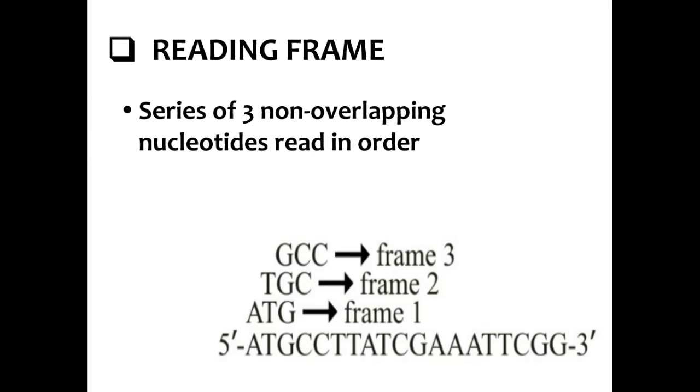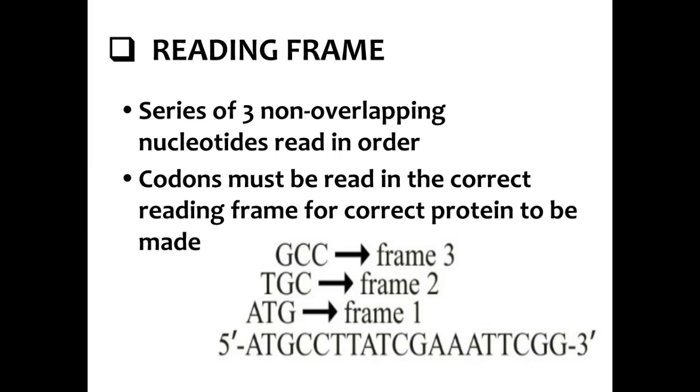Let's talk about the reading frame. The reading frame is a series of non-overlapping nucleotides on the messenger RNA that are read in order. And the codons have to be in the correct reading frame for a protein to be made. So the reading frame will be like this. There's your first reading frame, and then it shifts over one letter.